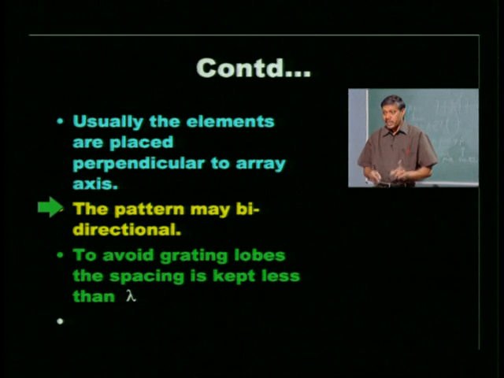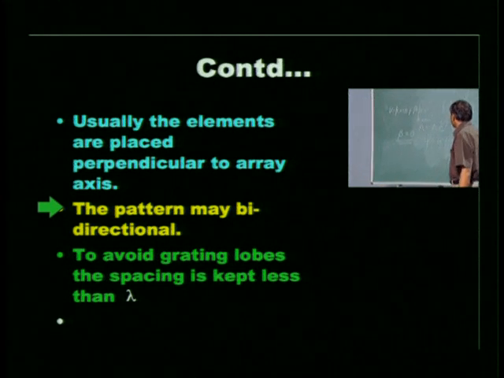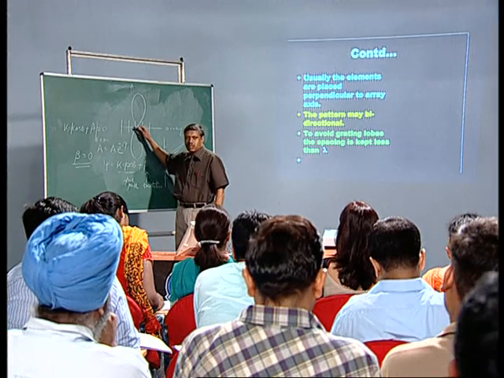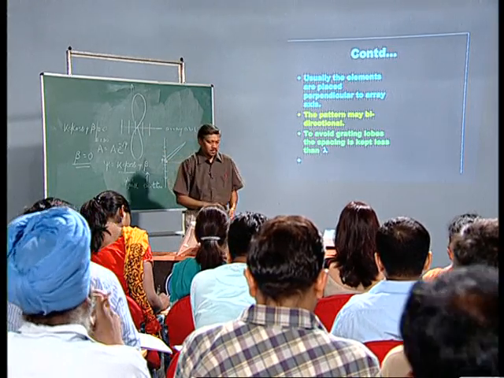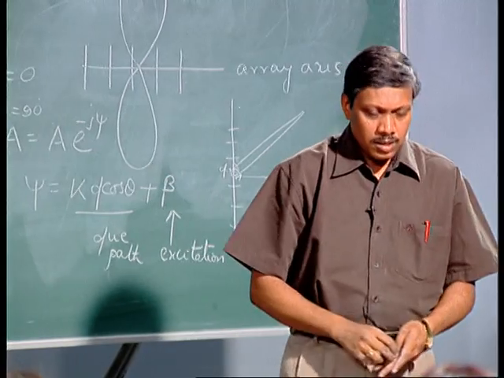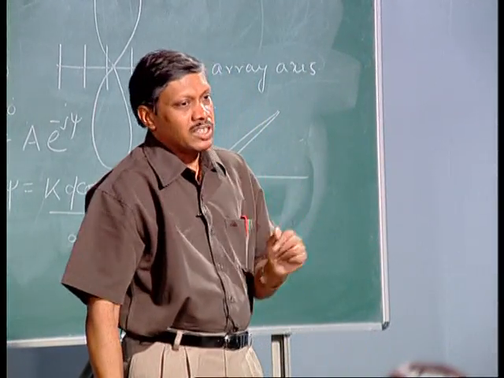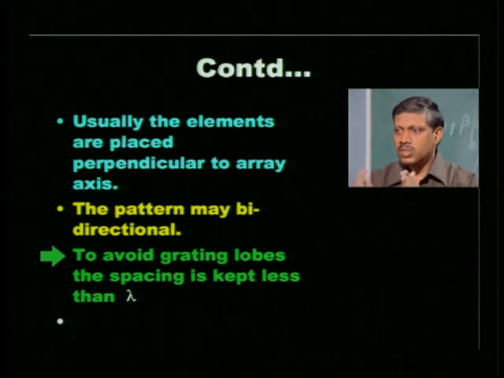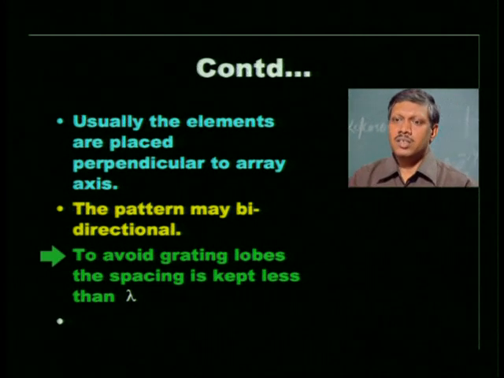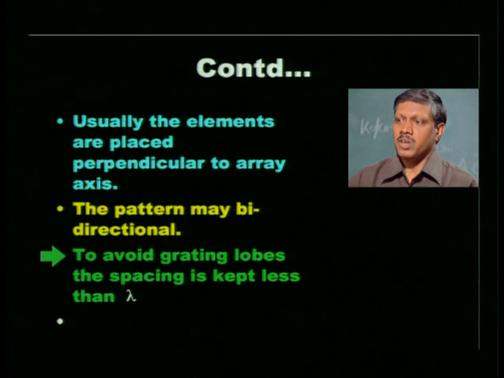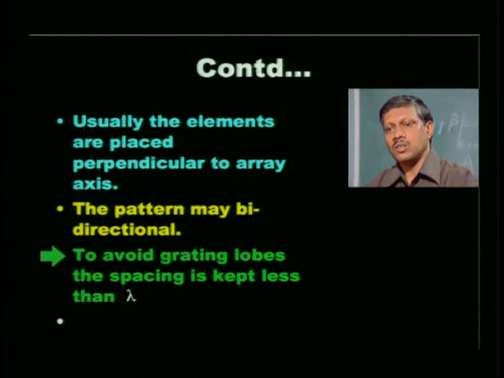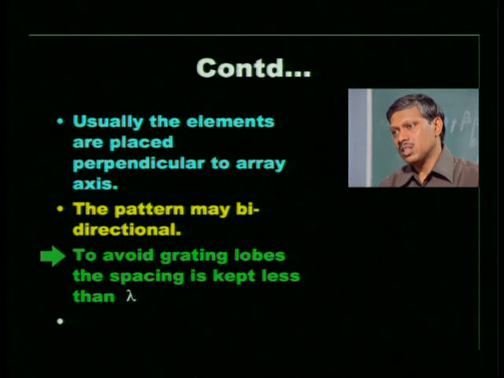The pattern may be bidirectional, like I showed you here, but many applications prefer the unidirectional approach. And to avoid the grating lobes, the spacing between the elements should not be a multiple of lambda. It should not be n lambda, where n is 1, 2, 3, 4. It should not be lambda, it should not be 2 lambda, 3 lambda.